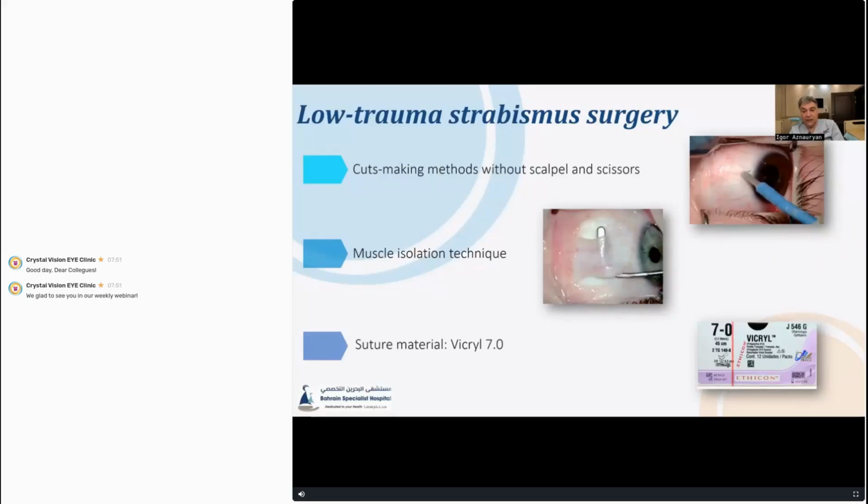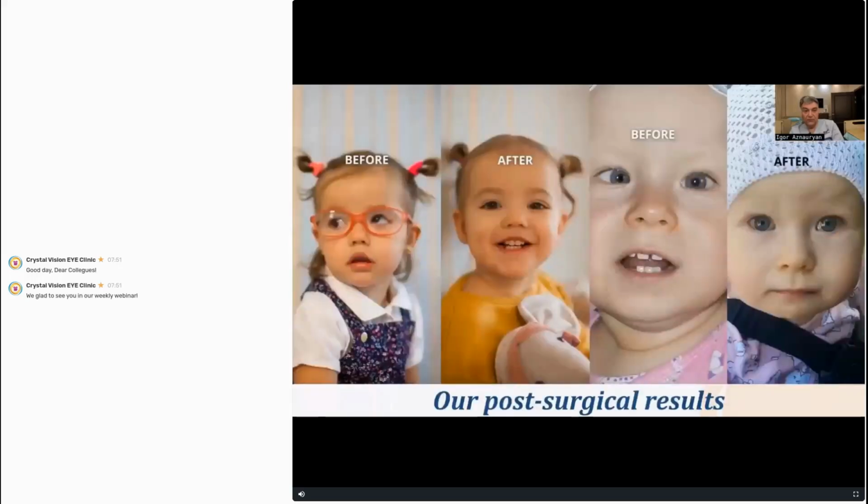It enhances the accuracy of our calculations. That is, it brings the calculations closer to what we actually achieve after the operation, because not many adhesions are formed, and various scars that interfere and also affect the result of the operation do not form. These are cases of various congenital strabismus before and after the operation, as you can see.